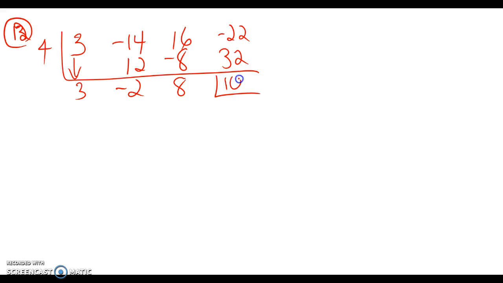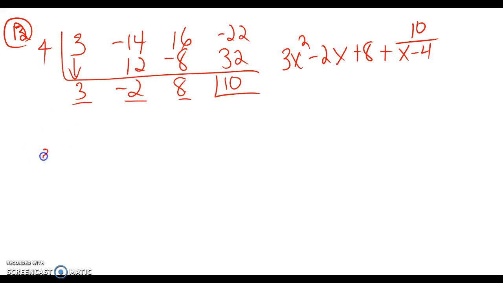So we will get 10 as our remainder. So our answer is 3, remember constant, x. So 3x squared minus 2x plus 8 plus 10 over the thing we were dividing by. Right? So that should be our answer.